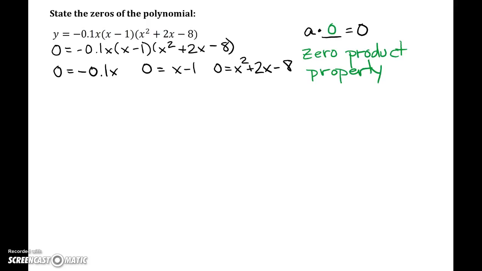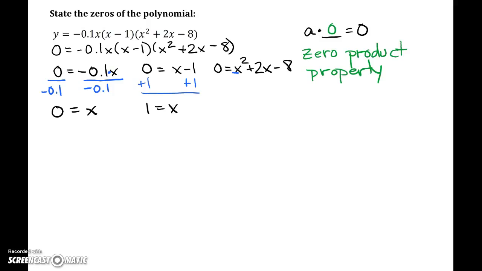Now 2 of these are going to be fairly easy to solve because we can just use our basic solving equation skills in order to solve them. For example, the first one is just connected with multiplication, so we're going to undo it with division. So we'll divide both sides of the equation by negative 0.1. And that will give us just 0 on the left-hand side, because 0 divided by any non-zero number is equal to 0. So we have 0 equals x, and that's one of our zeros. The second equation, similar, we're just going to add 1 to both sides, and that'll give us that x is equal to 1.